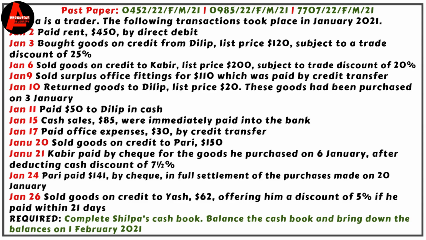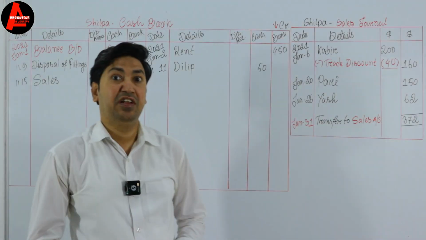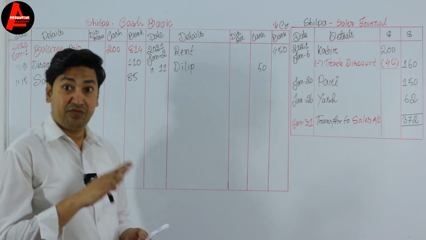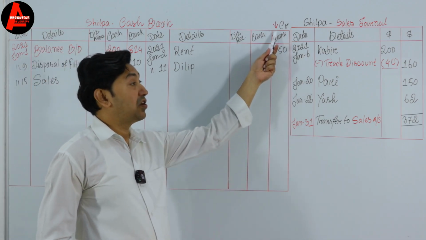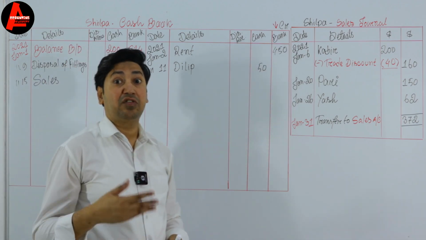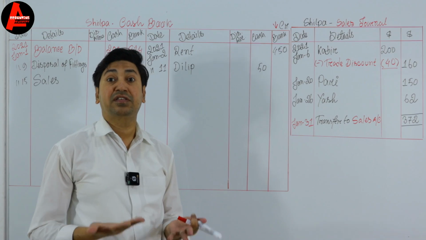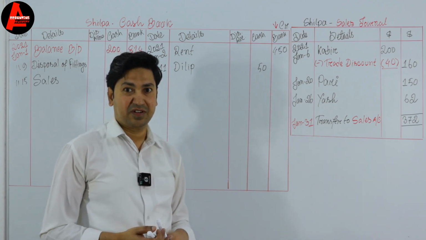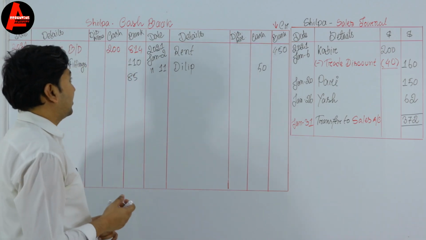Then we have our next transaction, January 17, paid office expenses $30 by credit transfer. Expenses we paid by credit transfer. We paid, that means balance of cash or bank will definitely decrease. So we will record on the credit side. Another way you can remember, all expenses appear on the credit side of the cash book. So you can note it down.